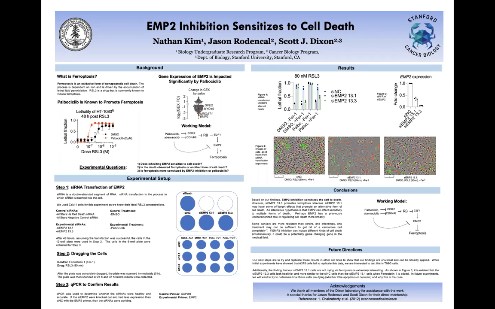My name is Nathan Kim, and I'm a rising junior at Stanford. This summer, I was able to conduct research in the Dixon lab on ferroptosis. The title of my research is EMP2 Inhibition Sensitizes to Cell Death. I'm going to quickly go through my poster here just to summarize the research that I was able to do this summer.